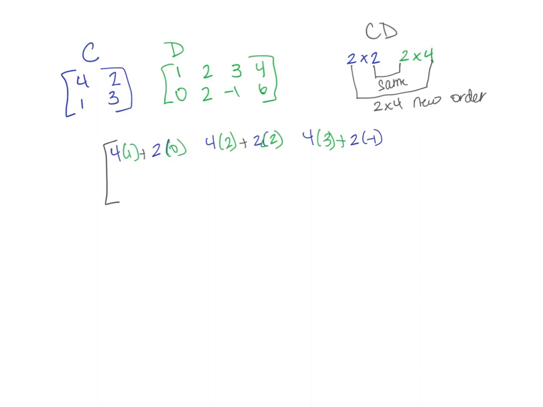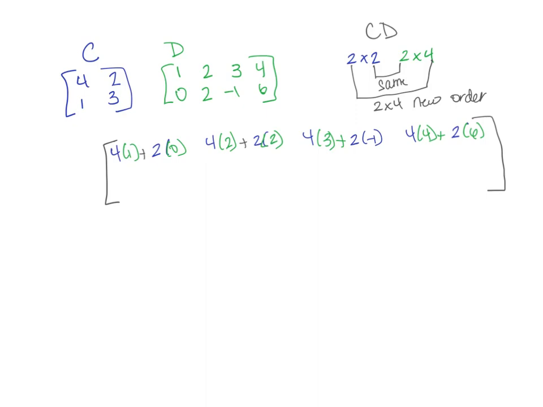So now I have one more element in that first row, right? First row, last column. So I am going to have 4 times 4 plus 2 times 6. So when it comes to your assignment and turning in a photo of your work, this is what I need to see. I need to see that you know which little parts you're multiplying all together, okay?